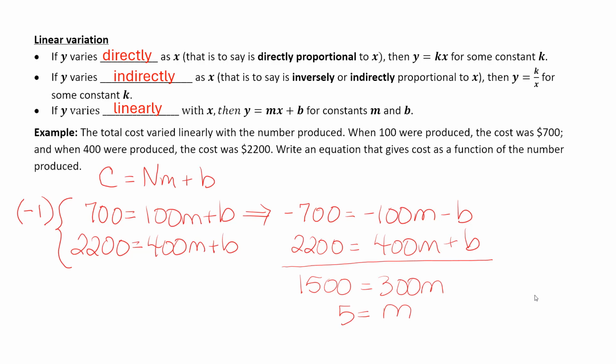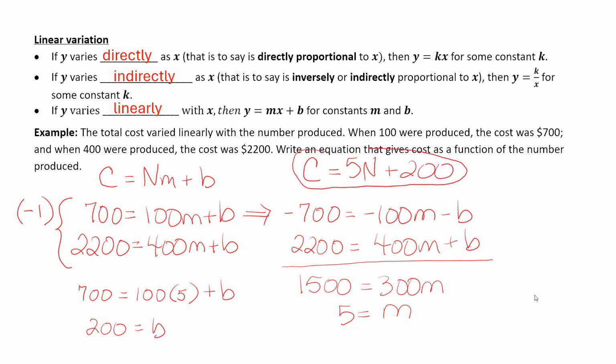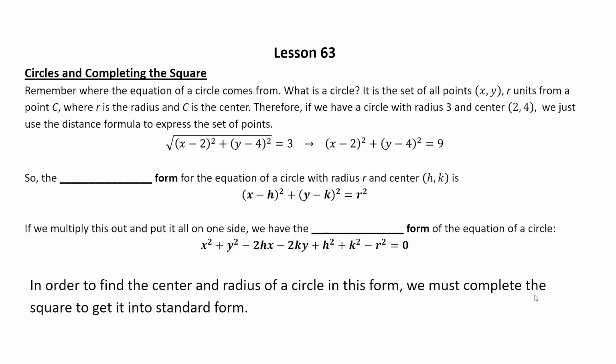So I know my m, and so I can write my linear equation once I find b. All I have to do to find b is just plug m into one of the equations. So 700 equals 100 times 5 plus b. So that means 200 is equal to b. So I've got my m and I've got my b, and now I can write an equation that gives cost as a function of the number produced. And that would be C equals 5N plus 200. So that's linear variation.